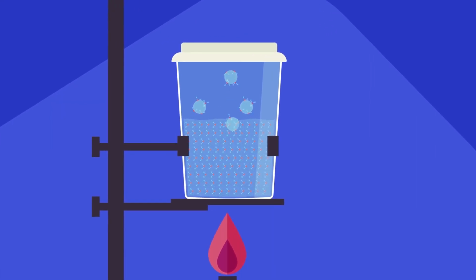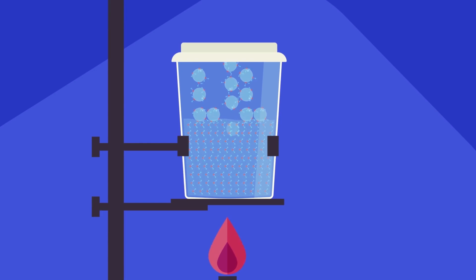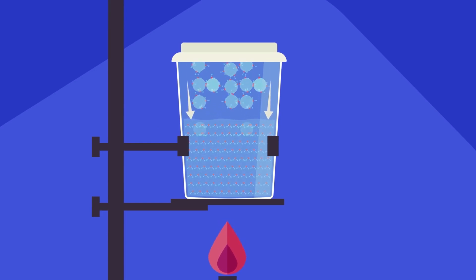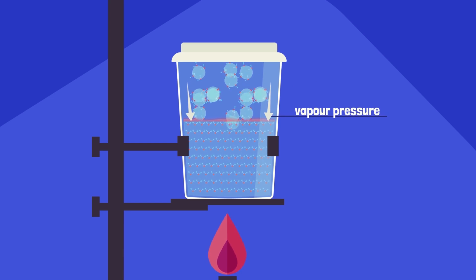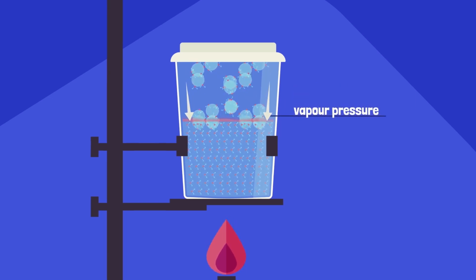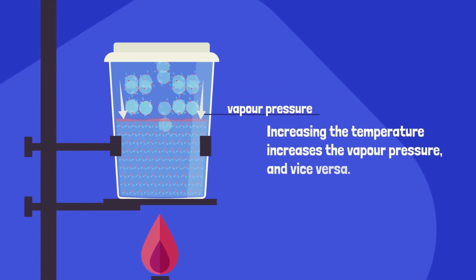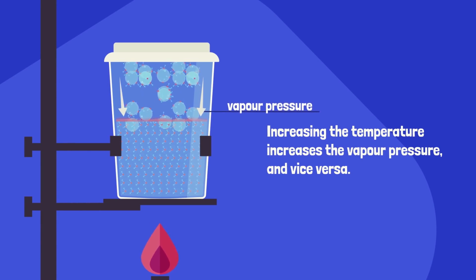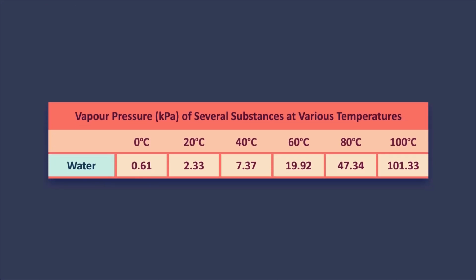What happens to vapor pressure when temperature is increased? The kinetic energy of the molecules increases. As the number of vapors increases, the pressure exerted by them on the water surface also increases. Therefore, increasing the temperature increases the vapor pressure and vice versa. This table gives us the vapor pressure of water at different temperatures. We can see that the vapor pressure increases as temperature increases.